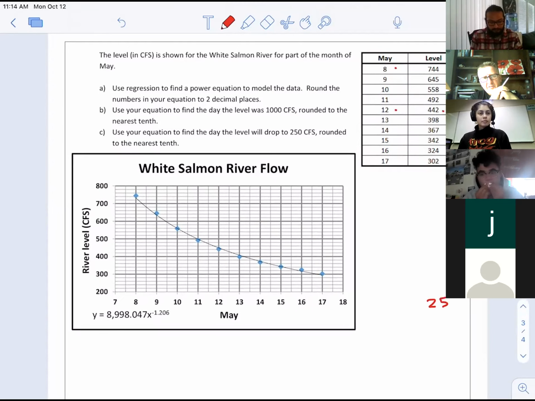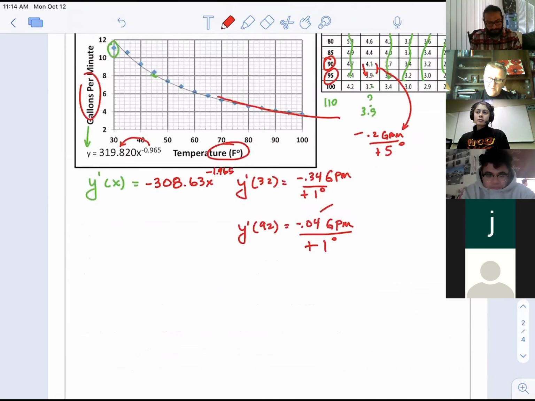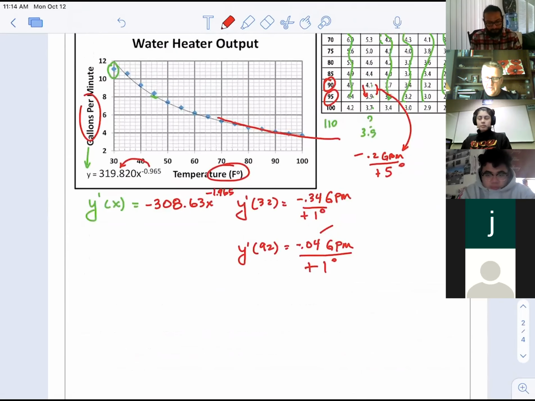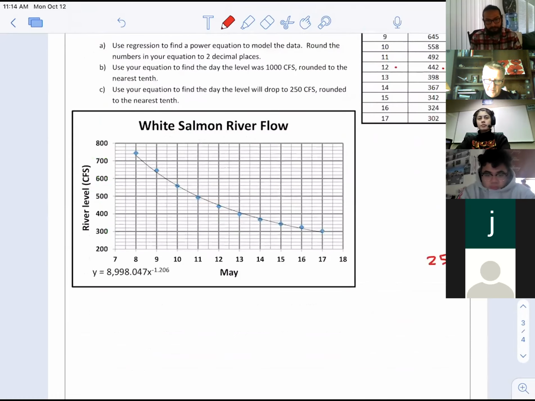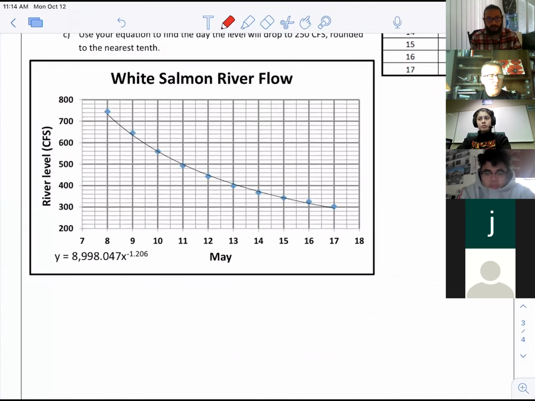And again, it might make sense to you that physics would be in play here. In May, when it sort of stops raining, all the snow melt stops and all the water comes out of the ground, and so the river level starts to decrease. Notice it's kind of the same shape as the last one, a decreasing curve. And so it made sense to find another power equation to model it.